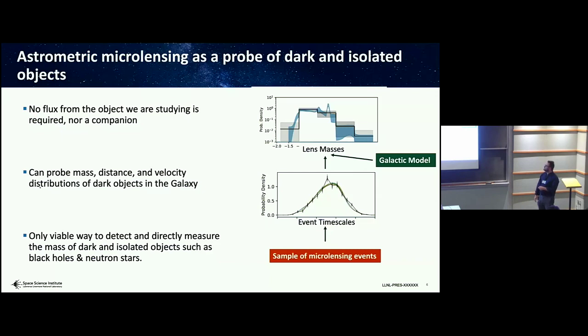And then if you're prepared to insert a galactic model, you can back out physical things like lens mass distributions. You also get interesting velocity information. The events in the time domain give you a snapshot of the relative lens-source velocities. That means you're sensitive to things like kick distributions. And it's really the only way we can detect these things.